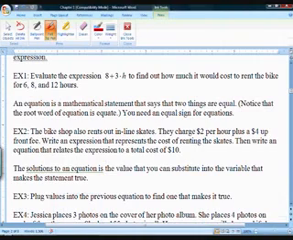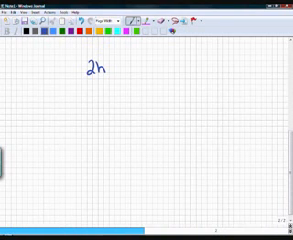Now, that's not all we've got to pay. You've also got to pay a $4 upfront fee. So how does that change our expression there? You've got an extra $4. You can write this 4 plus 2H or 2H plus 4. That's what it's going to cost to rent those inline skates. $2 per hour, plus you've got to pay another $4.